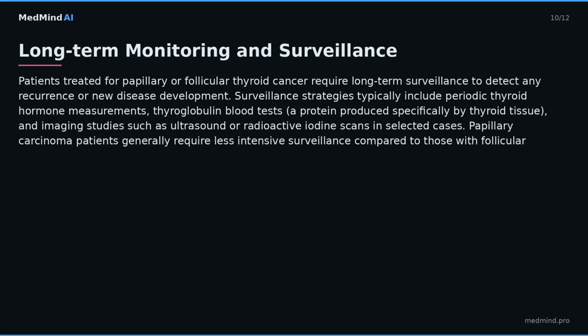Papillary carcinoma patients generally require less intensive surveillance compared to those with follicular disease, particularly if they had low-risk disease at diagnosis. Thyroglobulin levels serve as a sensitive tumor marker for both cancer types, with rising levels potentially indicating cancer recurrence. The duration of surveillance recommendations varies, with some patients requiring monitoring for decades or even lifelong. Additionally, patients require thyroid hormone replacement therapy after total thyroidectomy, necessitating regular assessments to maintain appropriate hormone levels while avoiding excessive hormone supplementation that could stimulate any remaining cancer cells.